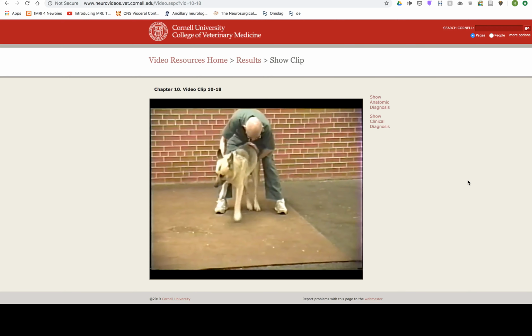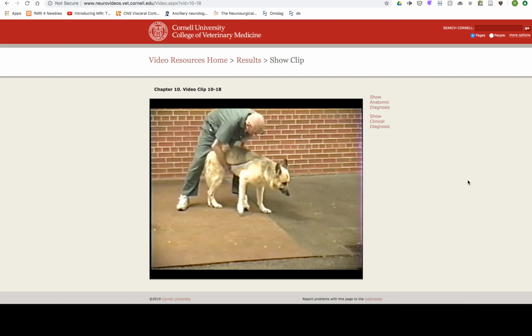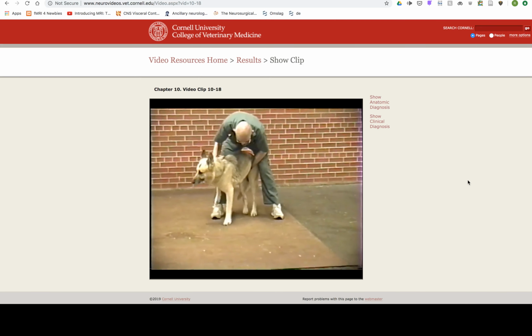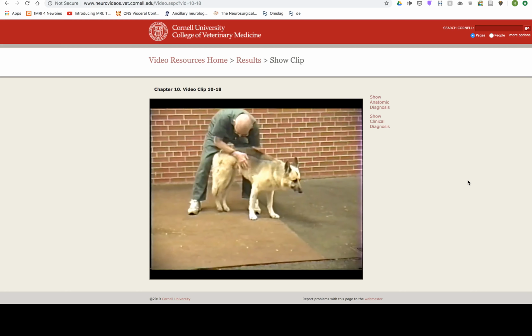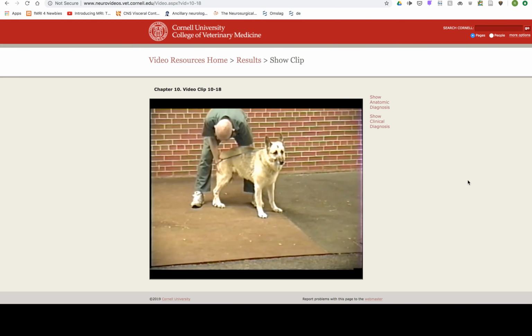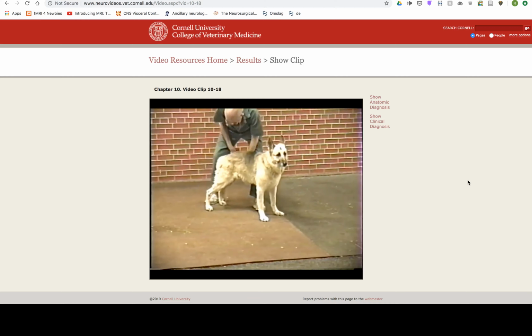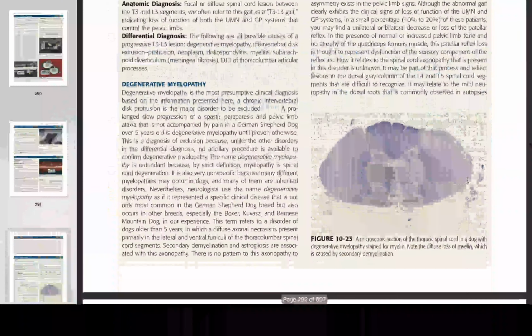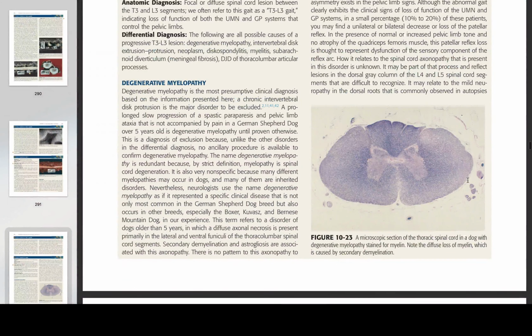Dog. In our experience, this term refers to a disorder of dogs older than 5 years, in which a diffuse axonal necrosis is present primarily in the lateral and ventral funiculi of the thoracolumbar spinal cord segments. Secondary demyelination and astrogliosis are associated with this axonopathy. There is no pattern to this axonopathy to suggest a dying back process. Figures 10-23 through 10-26. Despite the presence of some neuronal cell body degeneration in a few brainstem nuclei, this is insufficient to explain the degree and location of the axonopathy.